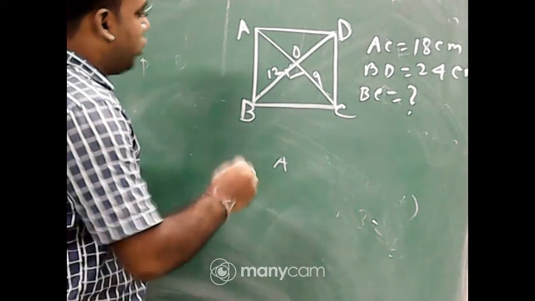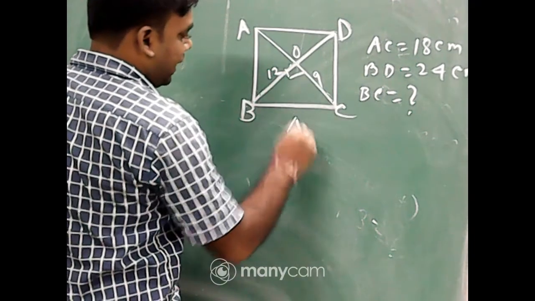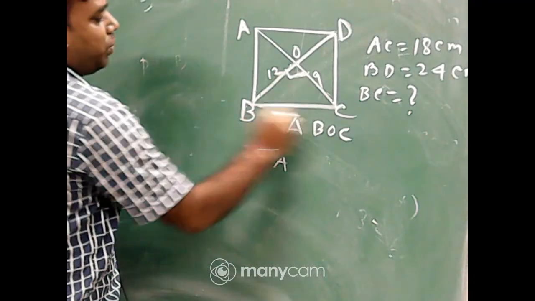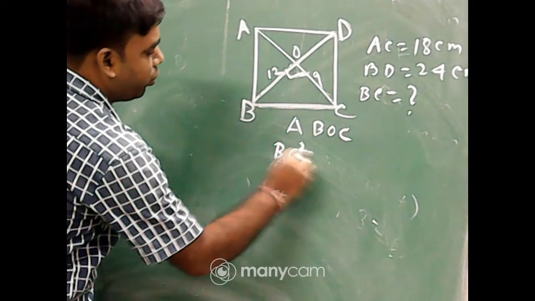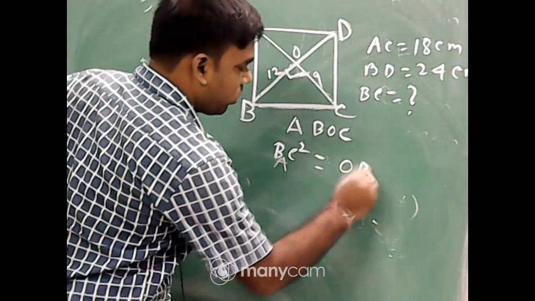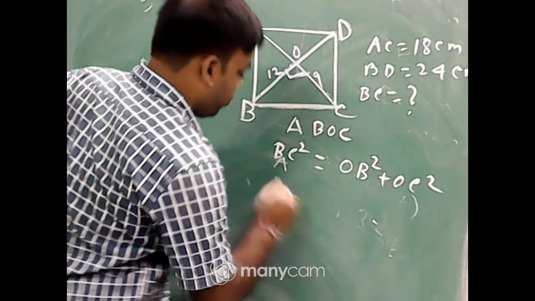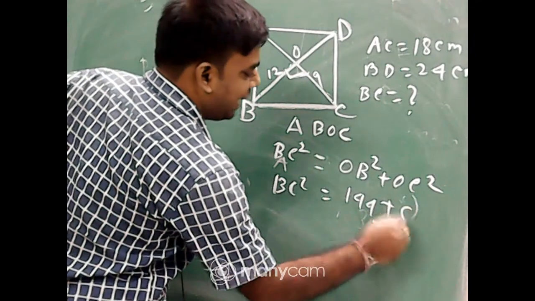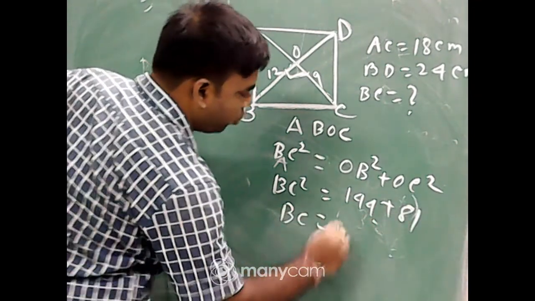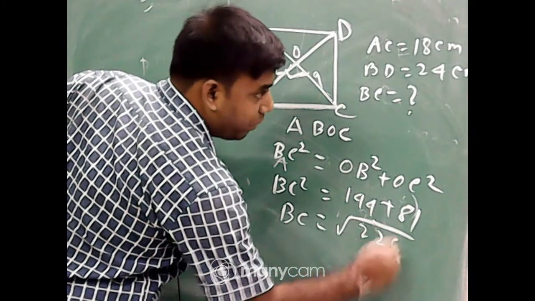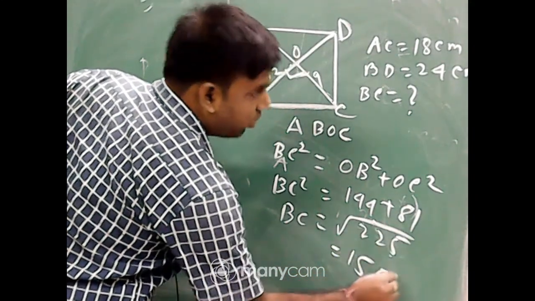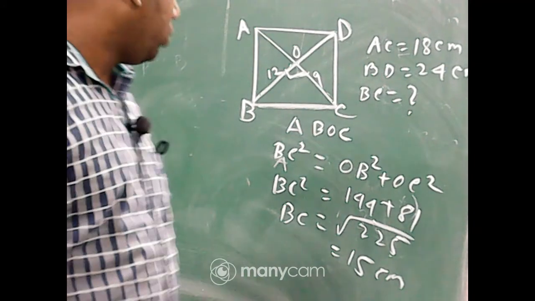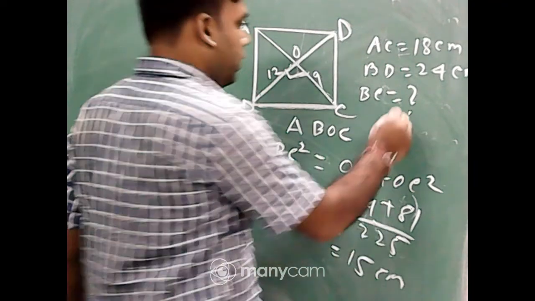Now consider the triangle BOC, where this angle is 90 degrees. So BC is the hypotenuse. Therefore BC square equals OB square plus OC square. OB square means 144, OC square means 81. BC equals root of 144 plus 81, that is root 225, that is 15 centimeter. So the side of the rhombus is 15 centimeter. So BC equals 15 centimeter.